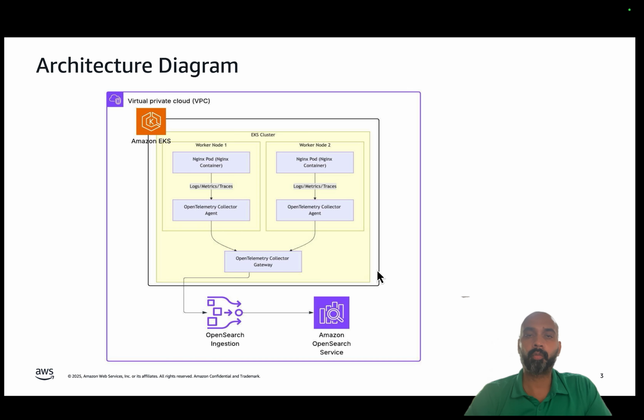In this demo, we will be deploying the architecture you see on screen. First, we will create an IAM role which the Amazon OpenSearch ingestion pipeline will use to ingest the logs into Amazon OpenSearch domain. Then we will be deploying a sample Nginx application along with OpenTelemetry collector agents as containers on Amazon EKS. We will then update the OpenTelemetry config to point to Amazon OpenSearch pipeline to complete the flow.